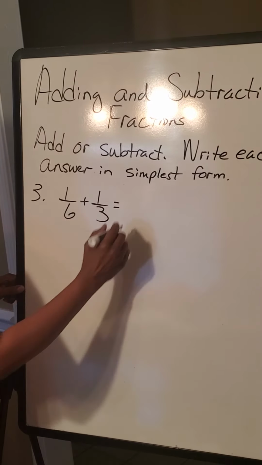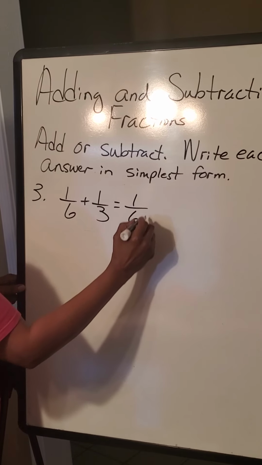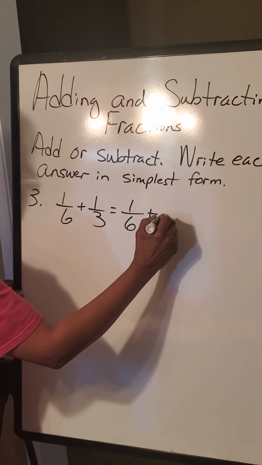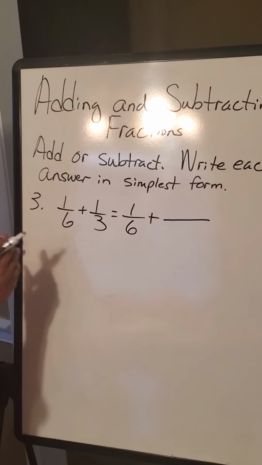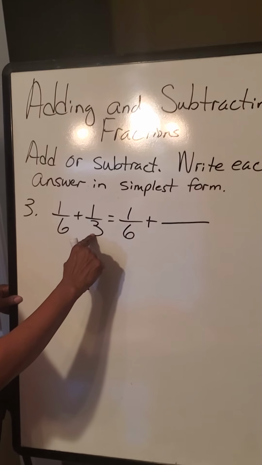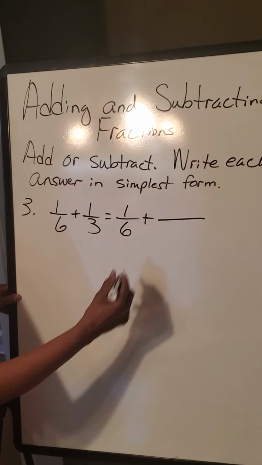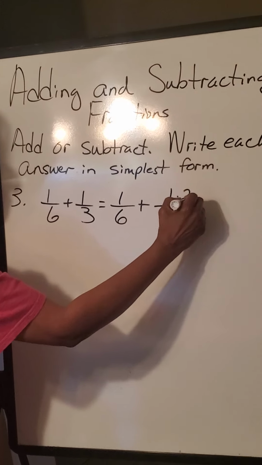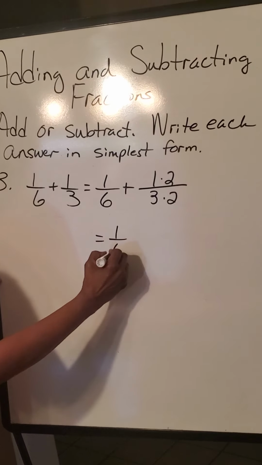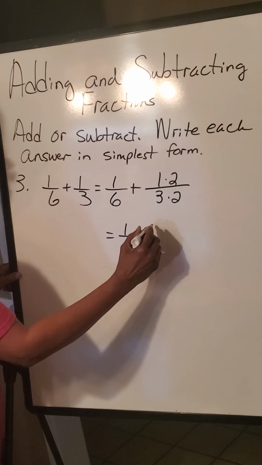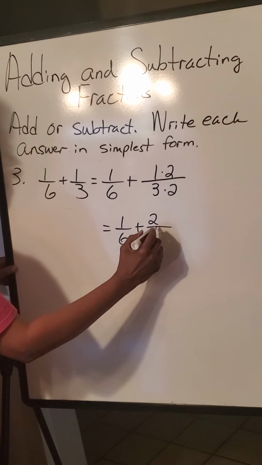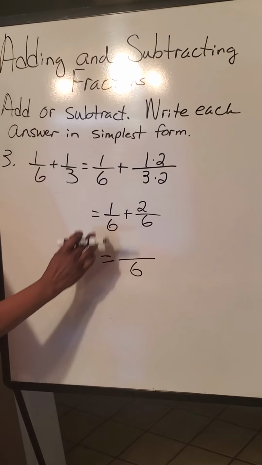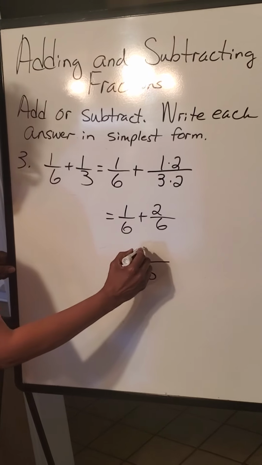So I'm going to keep my 1/6, and now I need to get a new denominator here. So you ask yourself, and I won't do this on all problems, 3 times what would give me 6? It would be a 2. So that means I'm going to take my denominator, multiply it by 2, take my numerator, multiply it by 2. So I end up with 1/6 plus 1 times 2 gives me 2, 3 times 2 gives me 6. Now they have the same denominator of 6.